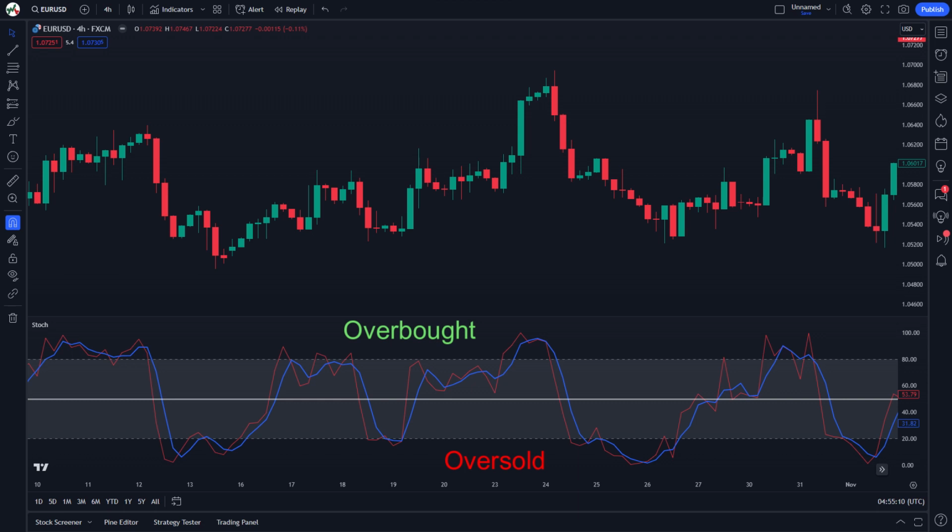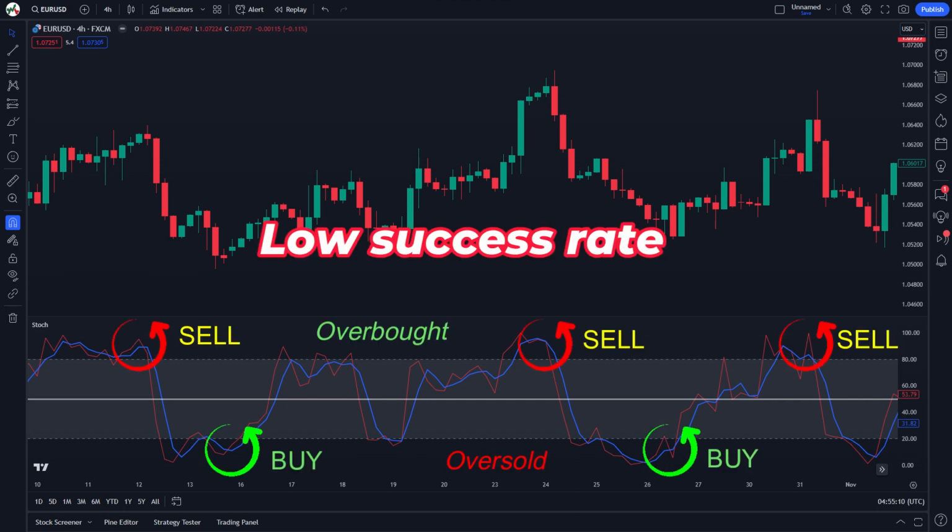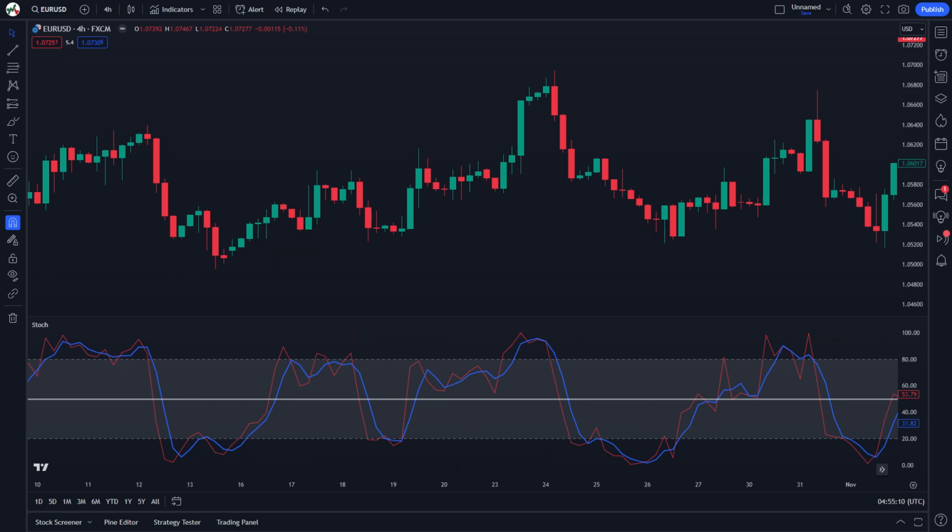When the K line, or red line, drops below 20, it indicates a buying or long signal as the asset is oversold. Similarly, when the K line is above 80, it's time to sell the asset as it is overbought. The stochastic can be used alone if you just buy in oversold regions and sell in overbought regions, but it brings you a low success rate.